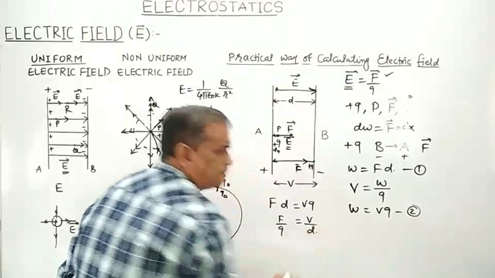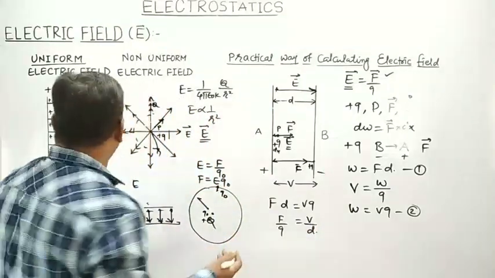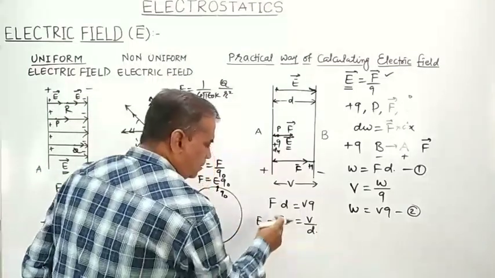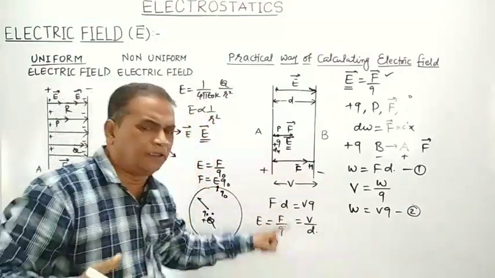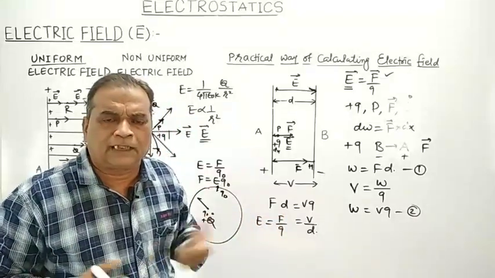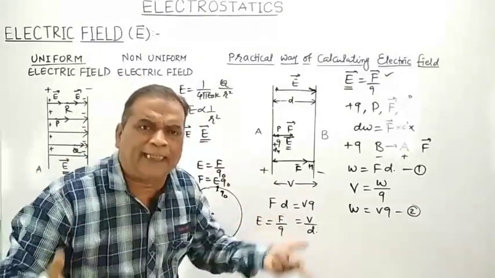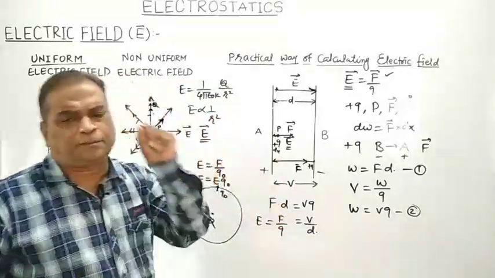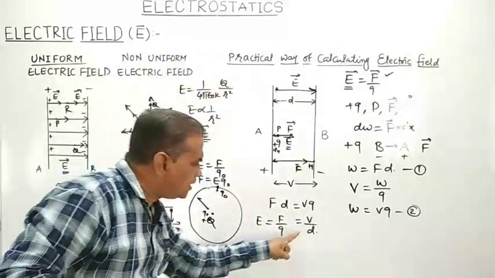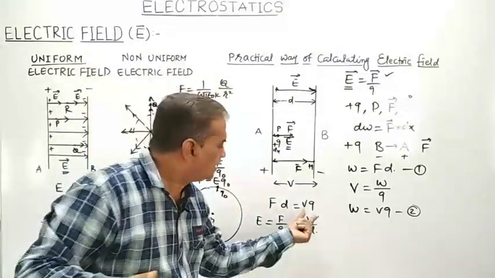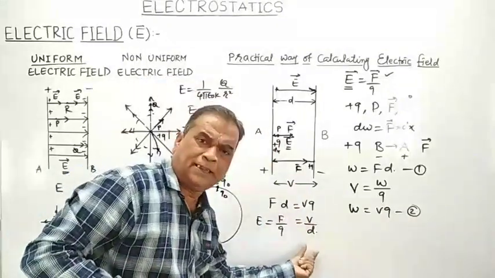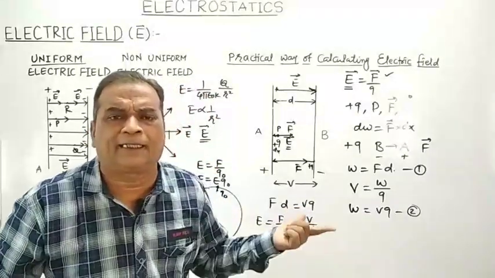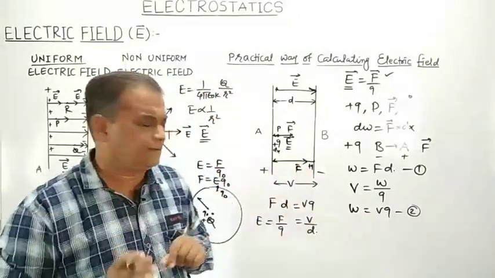V divided by d. But we know by definition, already we had defined, electric intensity is nothing but force experienced per unit charge. Electric field intensity is nothing but force experienced per unit charge, but this is also equal to V by d. What is V? Potential difference. What is d? The distance between the two plates. V by d combined is called the potential gradient.